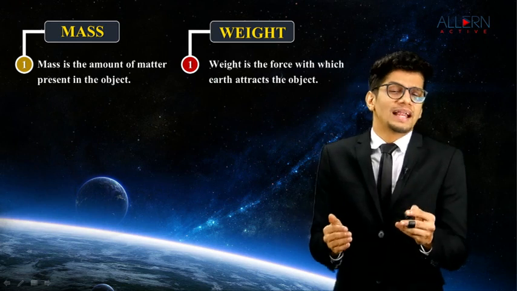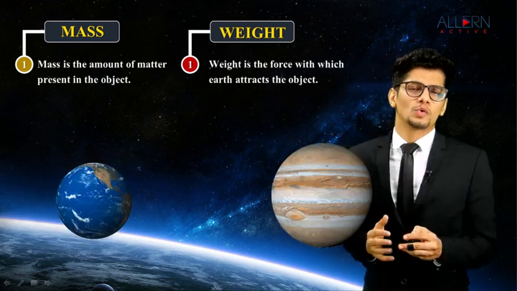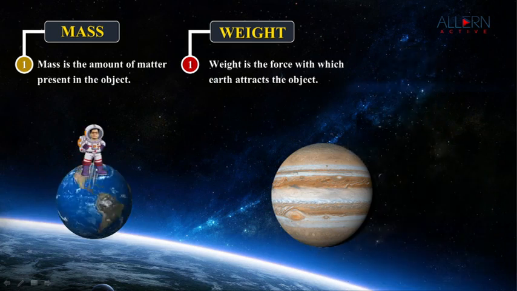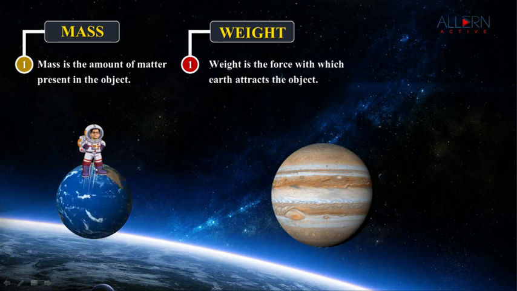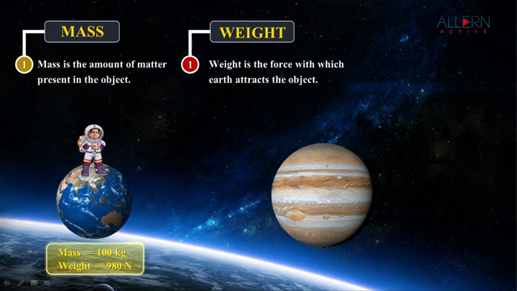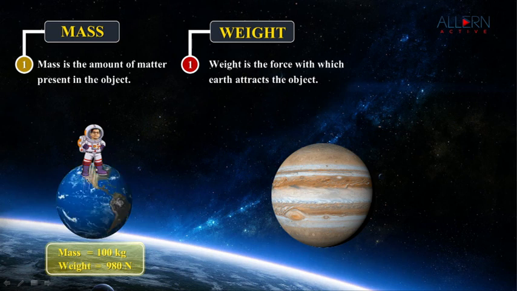Now to understand the second point, let me wear my suit and then I'll explain the second point. Hi. So right now you can see that I am on Earth. Let us check my mass and weight. So here you can see that my mass is equal to 100 kg and my weight over here is 980 Newton.